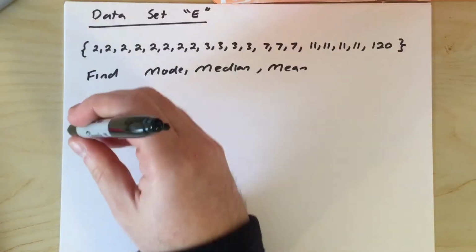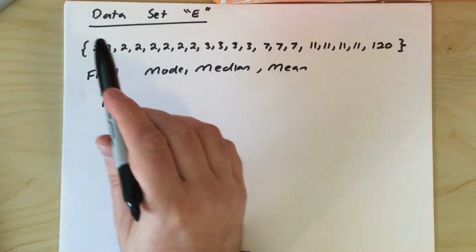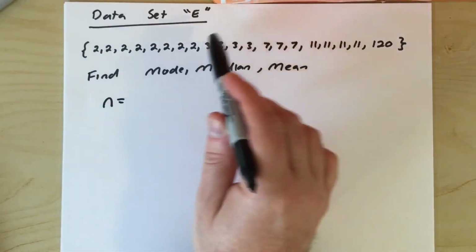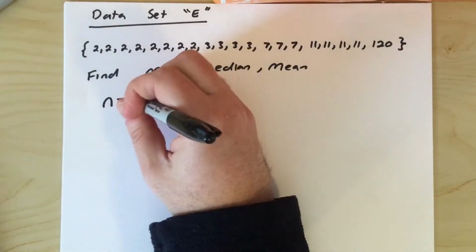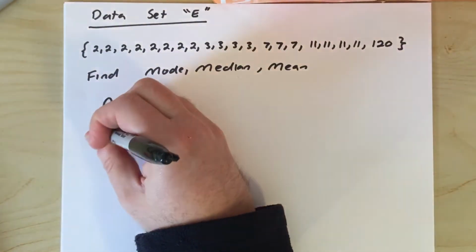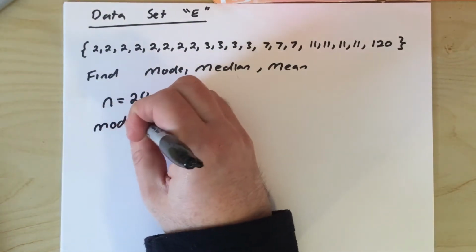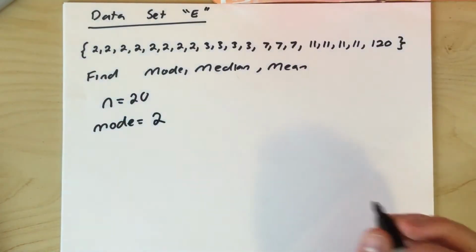So the mode, well, what's n? Let's figure out what n is first, because that's going to be useful. So 1, 2, 3, 4, 5, 6, 7, 8, 9, 10, 11, 12. N is 20. And the mode is going to be the one that's the most common, and the most common seems to be 2. So the mode is 2.